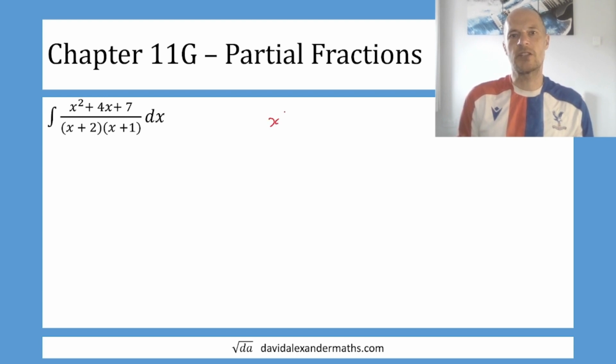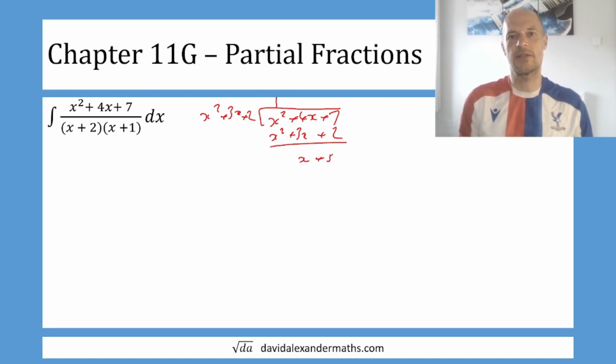So what we're doing is dividing x squared plus 4x plus 7 by x squared plus 3x plus 2. So let's do some division first. It will simplify this massively. How many x squareds are in an x squared? Well, that is 1. Let's multiply this out. 1 times x squared is x squared, 1 times 3x is 3x, and 1 times 2 is 2. Do the subtraction. So that gives us x plus 5.